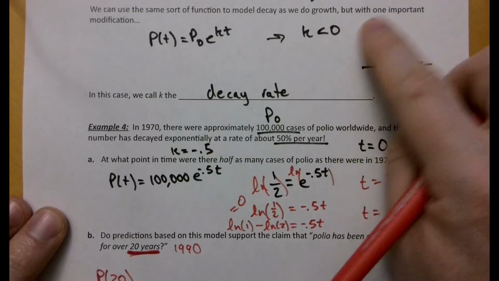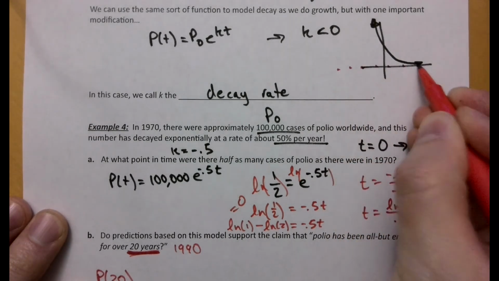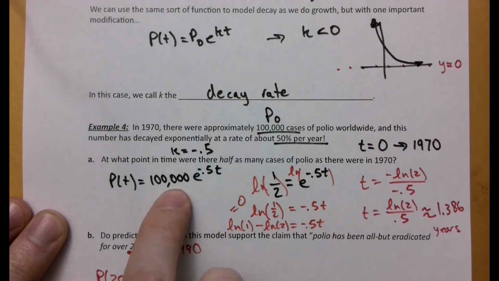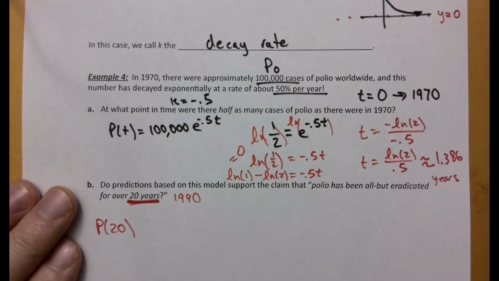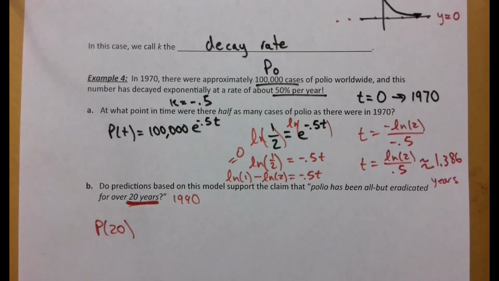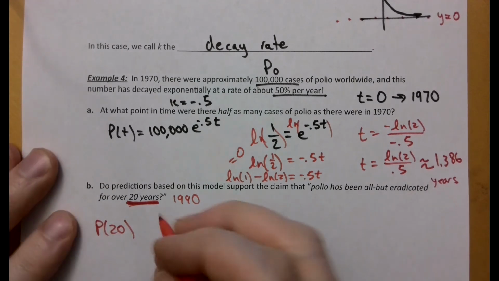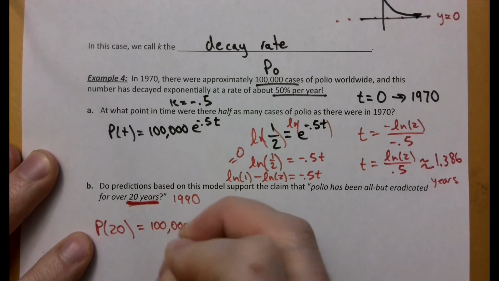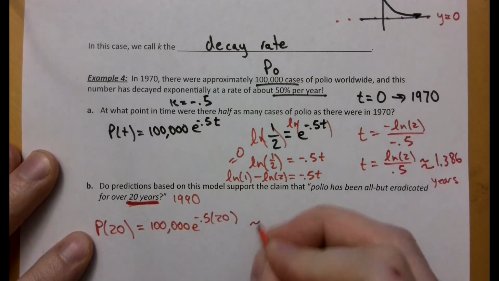If you recall, exponential decay has a horizontal asymptote at 0. So mathematically speaking, this equation that we wrote here will never be 0. But if we can show that it's really close, like 0.265, and 0.265 would round to 0 cases, then we could have shown that this is true or not true. So we're going to do 100,000 e to the negative 0.5 times 20, and just see what that spits out.